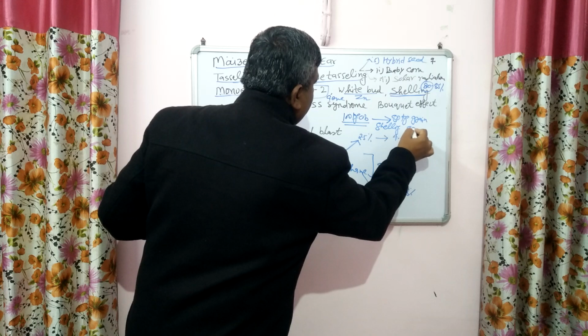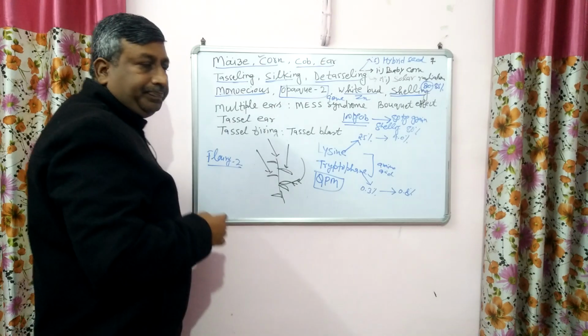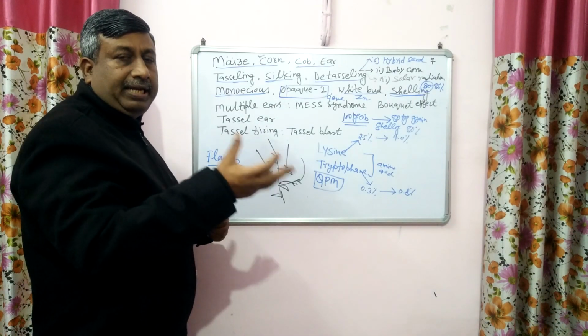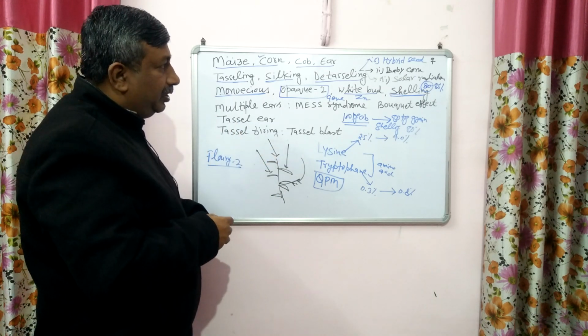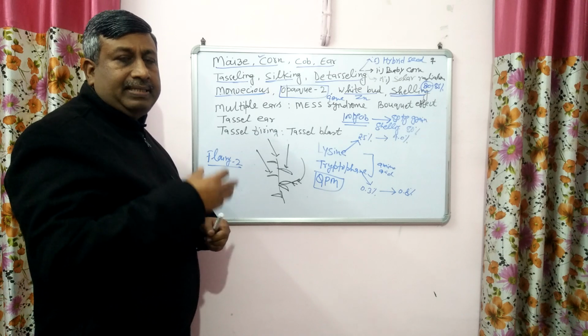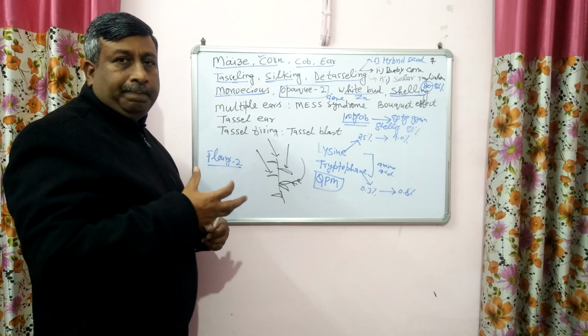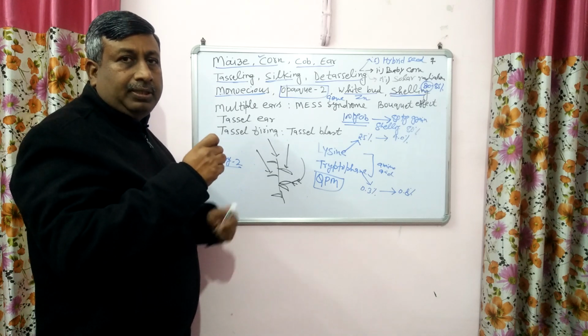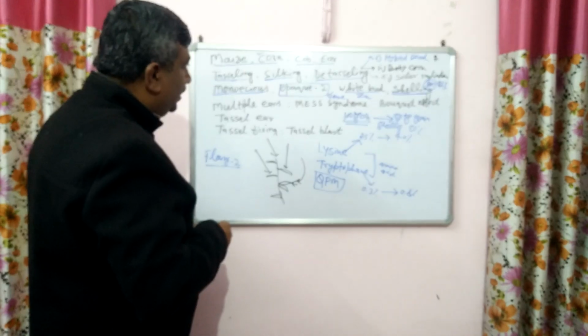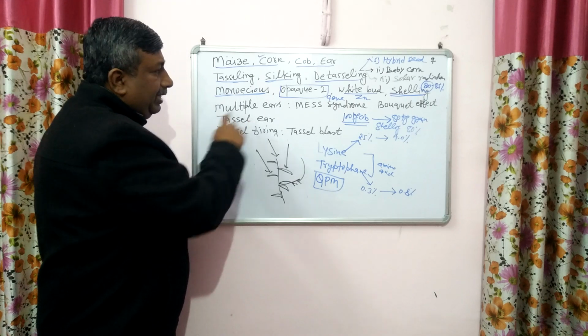So this shelling is very important, which decides how much grain we obtain from the cob. If the shelling percentage is less, it means the central part is pithy and the grain size is small, that's why grain weight is not more. Then another is multiple ear.